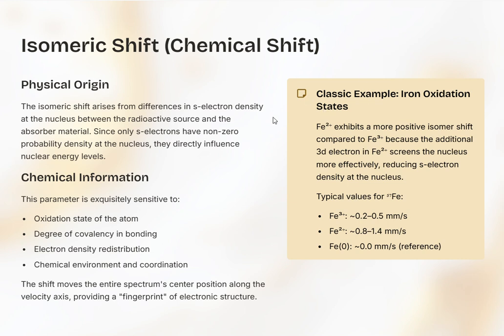The other point you should remember here is the most commonly used reference standard is sodium nitroprusside. When the source or the complex is iron, the most common reference standard is sodium nitroprusside. The reason is the difference in electron density around the nucleus. Then, chemical information: it gives the oxidation state of an atom, degree of covalency in bonding, electron density redistribution, chemical environment and coordination. Also, the shift moves the entire spectrum center position along the velocity axis, providing a fingerprint of electronic structure.